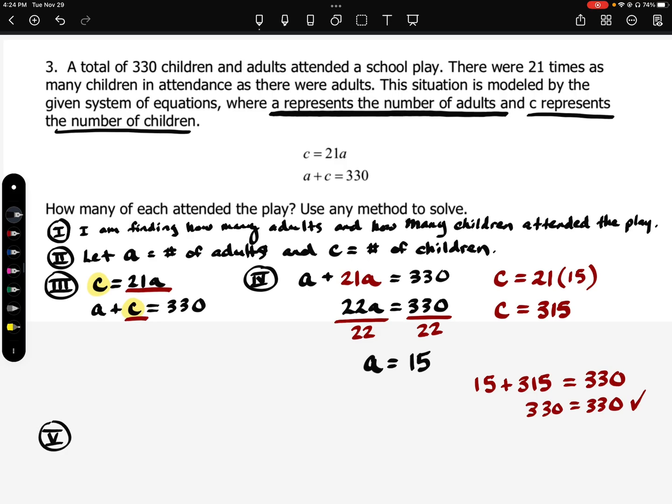All right, we'll just say here that there are 15 adults and 315 children attending the play.